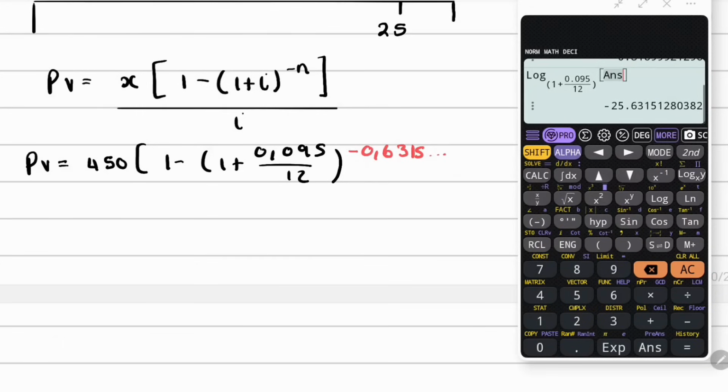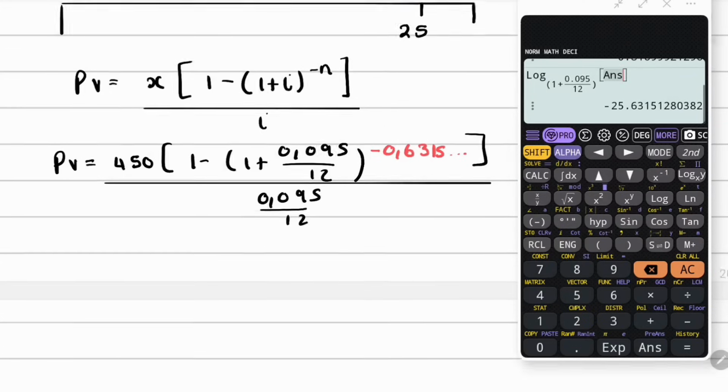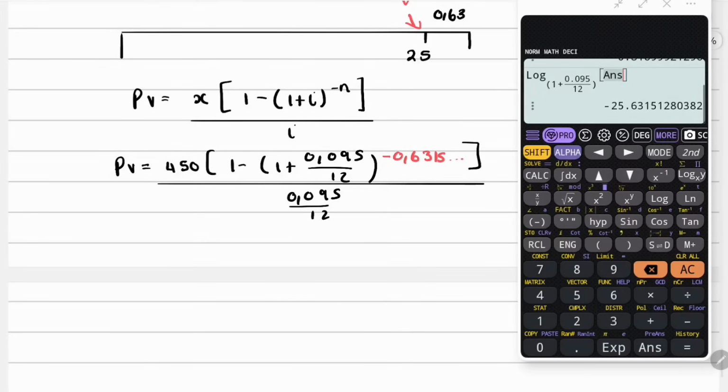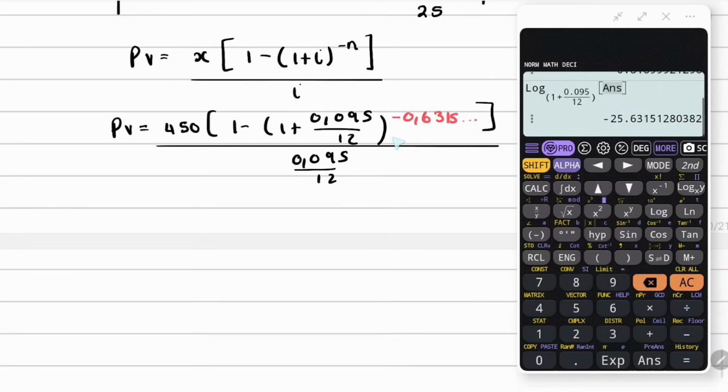We'll just do that so that it shows that we didn't round off yet, because we're trying to find out exactly how much. Let's not cut out decimals in this case. And then we close that bracket, and then we put this all over the interest. So that's 0.095 over 12. Let's go ahead and put that in and find out what we get. On your calculator, you'll still have this. So just to get that negative 0.